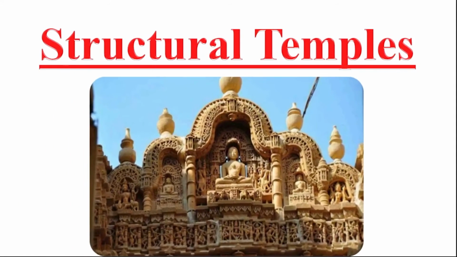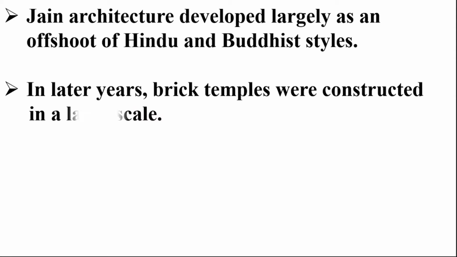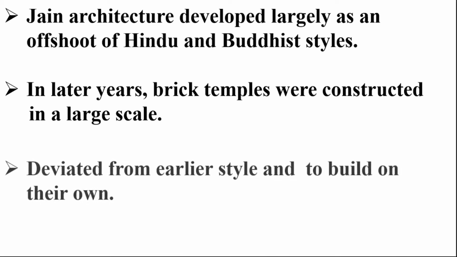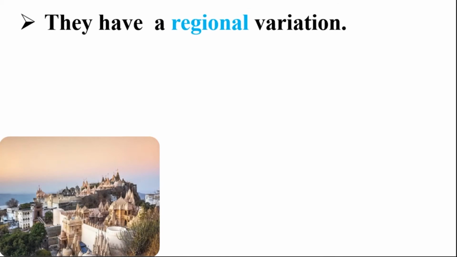Now let us see our second classification, that is structural temples. First we begin with its features. Early Jain temple architecture was mostly rock, and bricks were partly used. In later years, brick temples were constructed on a larger scale. At the same time, they also deviated from Hindu and Buddhist styles to build on their own. They have regional variations also.